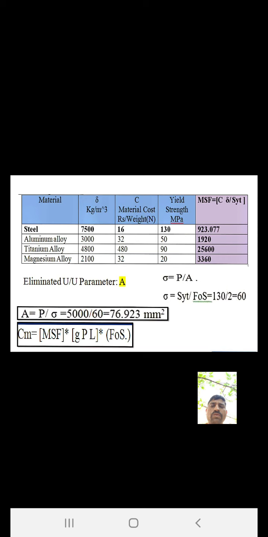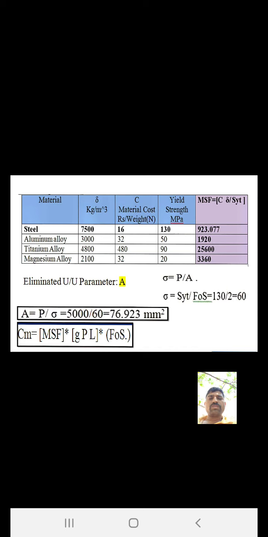If you eliminate the unspecified and unlimited parameter, then you will get sigma equal to P by A. We have calculated sigma equal to SYT divided by factor of safety. Here the yield strength is given as 130, divided by factor of safety 2, so you will get 60. Then we want to check the area, which is P by sigma. P is given as 5000 and sigma is 60, which we calculated. Then you will get 76.923 mm square. This area you will get.